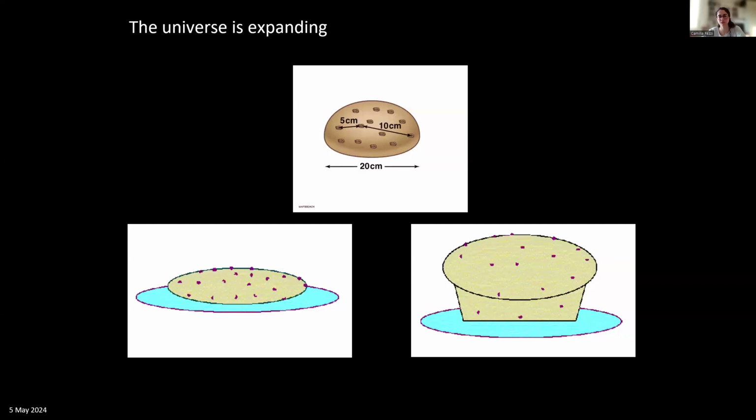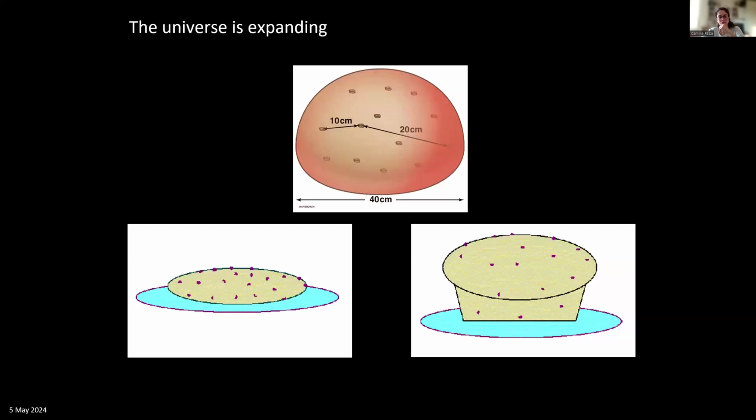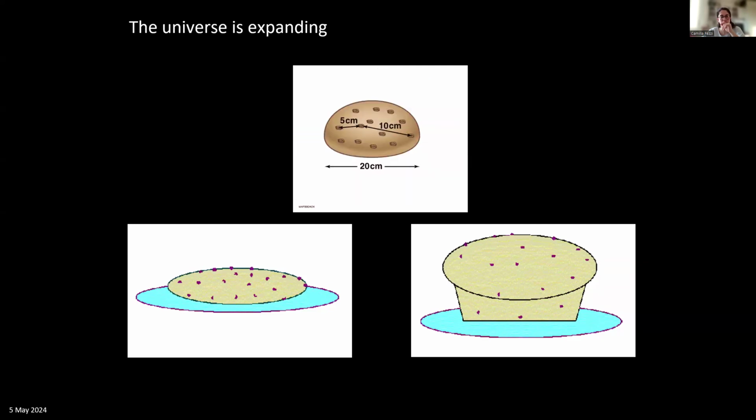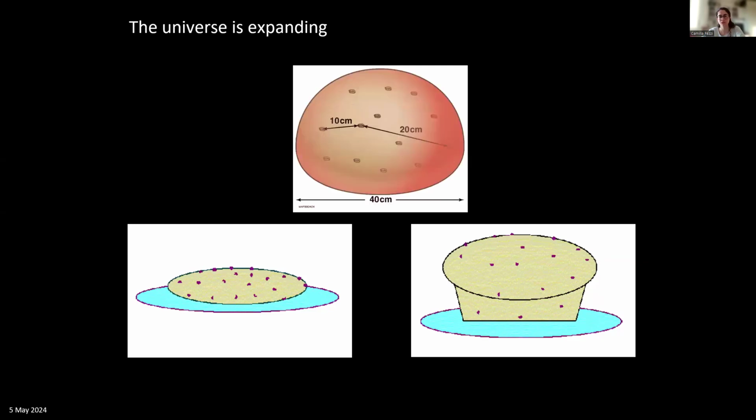This is a good analogy for what we mean by space is expanding. We don't mean that the galaxies, the raisins, are flying through space as if it was the result of some sort of explosion, but rather the space between the galaxies itself is actually expanding.